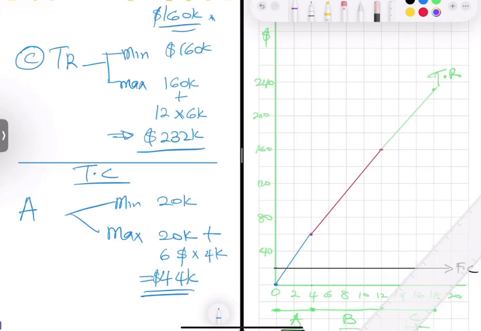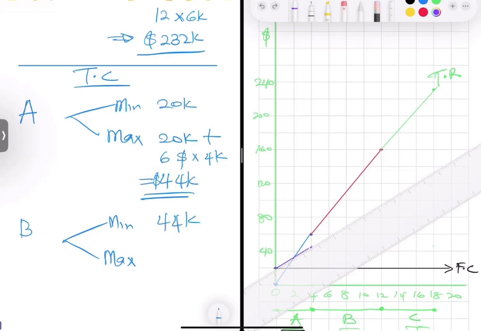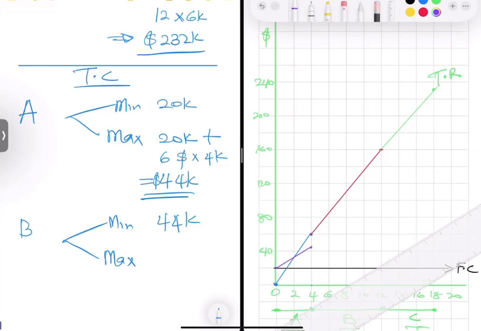So starting from here, minimum to where we have 4,000 to 44. So that is 44. This is 60. This is 50. Right? So 44 is like 45, which is like half somewhere here. So we need to join those 2 points, and that's our total cost line for A. So this is the 2 points we're supposed to join. So that's the total cost line for A.